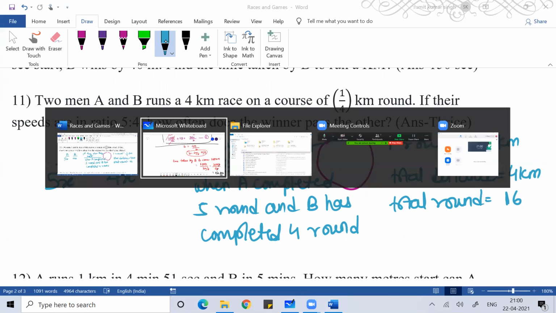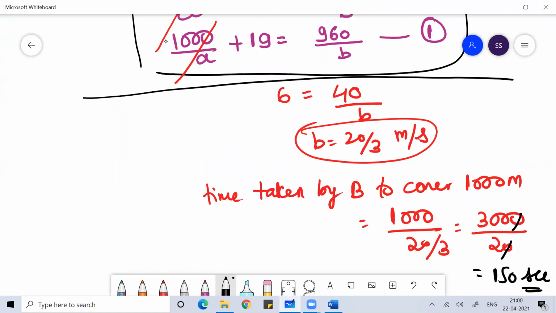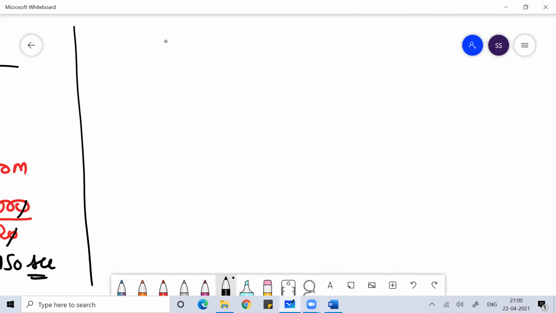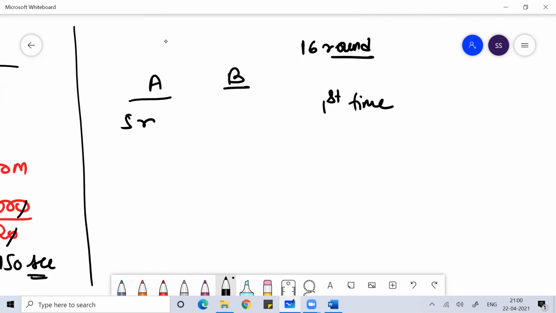So the ratio of the speed is 5:4. A and B, the total they're gonna run 16 rounds. The first time they'll meet is when A has completed 5 rounds, because the ratio of speed is 5:4, and B has completed 4 rounds.